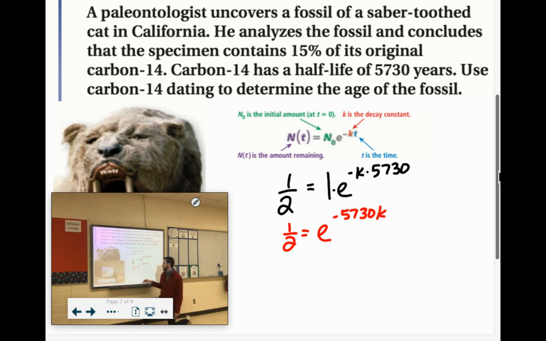Now we're trying to get rid of that E. That E is a problem, and we know how to do that using natural logarithms. So we can drop an ln on both sides, and that'll cancel out the E. So we have ln of 1/2 equals negative 5,730 K.